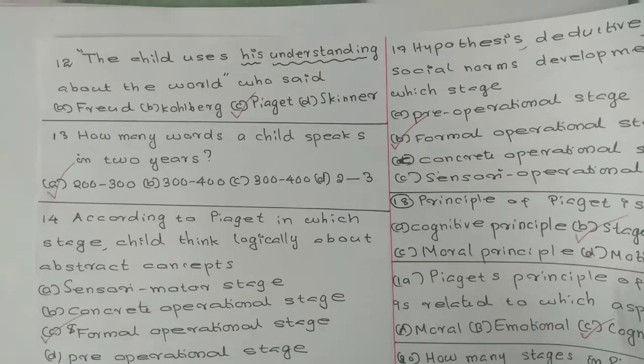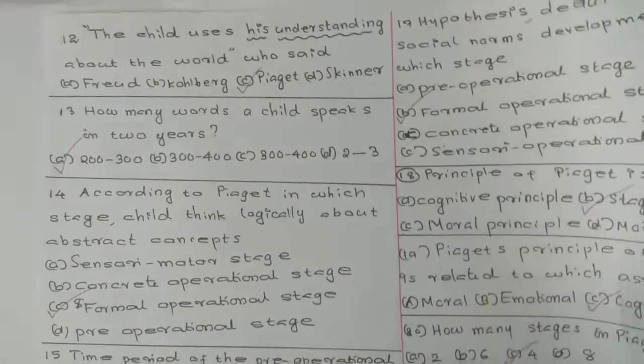How many words does a child speak in 2 years? Option A, 200 to 300. Option B, 300 to 400. Option C, 300 to 400. Option D, 2 to 3. Answer 200 to 300.